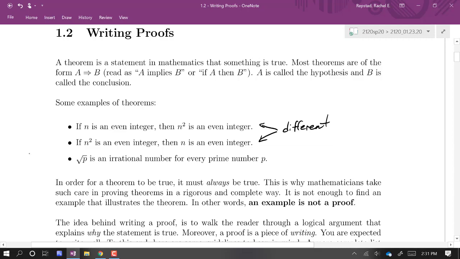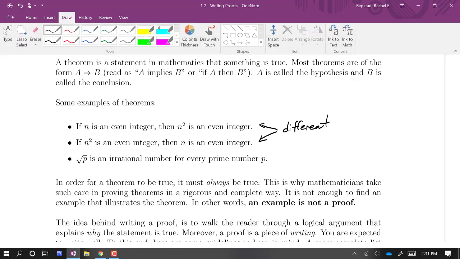In order for something to be true, it has to always be true. Like, if I want to show that if n is even, then n squared is even, it's not enough to just show that when I square a bunch of different even numbers, I get an even number. Like 2 squared and 4 squared and 6 squared and 8 squared. I could check a million evens and show that their squares are even, but that doesn't prove it because there are infinitely many. I cannot possibly check them all.